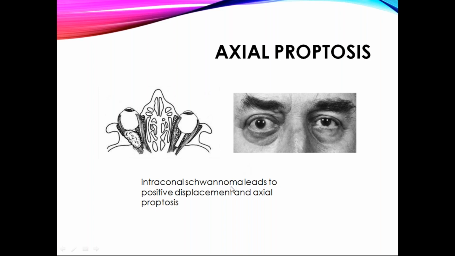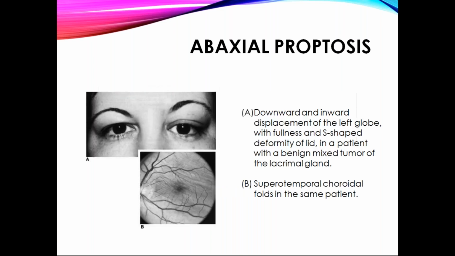An example for that is schwannoma, which leads to positive displacement and axial proptosis. So the eyeball is pushed forward. Why does this proptosis occur? Because the maximum volume of the orbit is 30 ml. When any tumor occupies the orbit, there is some amount of buffer space. So when the tumor exceeds the volume of the orbit, there is no other chance other than the eyeball being pushed forward. So you can see here, this is axial proptosis.